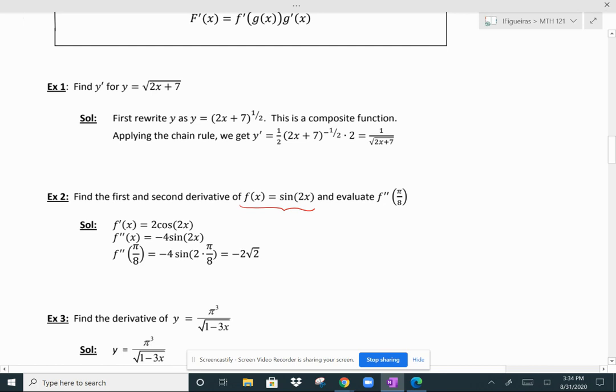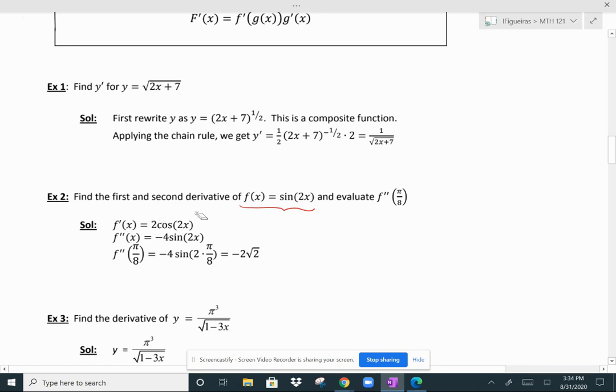All right, so first, this is a composite function where your outer function is sine, your inner function is 2x. So your first derivative is the derivative of sine of 2x, which is cosine of 2x, times the derivative of the inner function, which is 2. So f prime is 2 cosine of 2x.